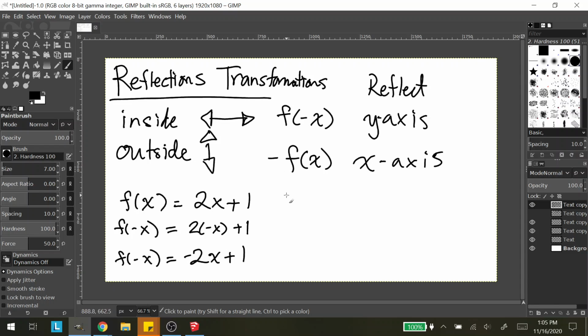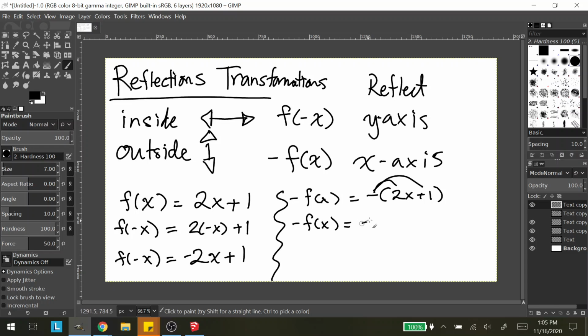Now, if I flip it the other direction, negative f of x, that means I take the entire equation how it was and put a negative in front. Now when I distribute that, it flips the signs on all of them. So let's take a look. Let's head over to Desmos and I'll show you what that looks like.